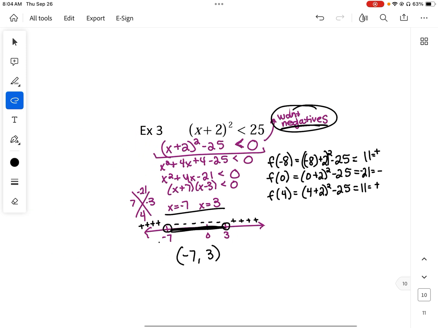Okay, this is all I'm going to do on Edpuzzle. In class, I will do example 4 or 5 in the in-class problems.